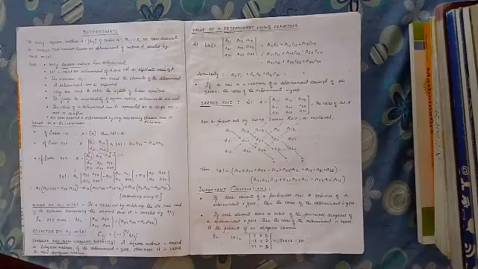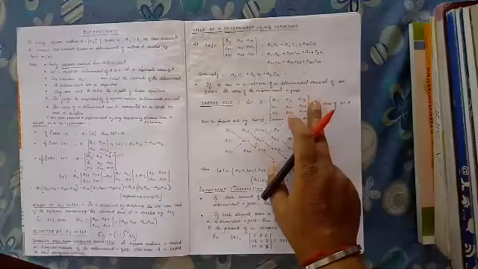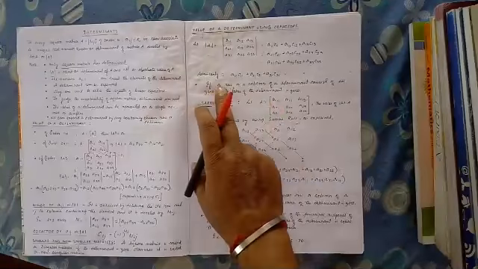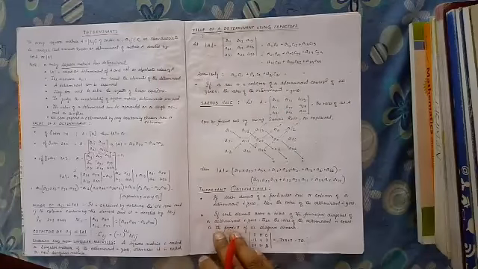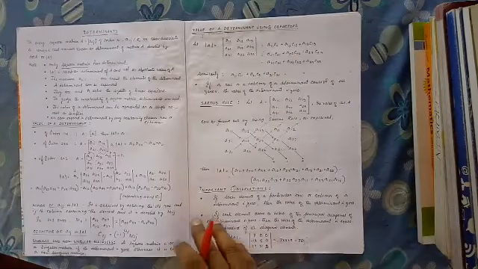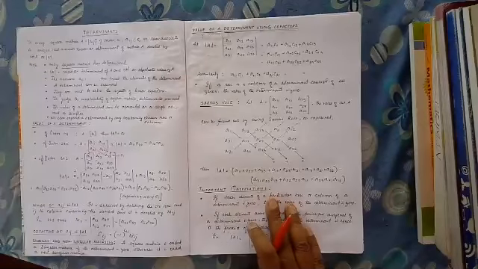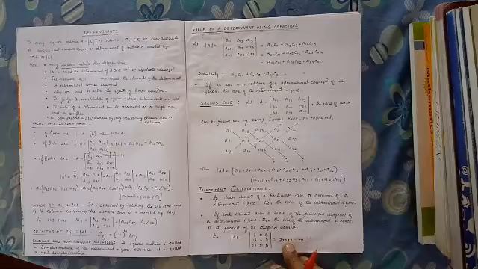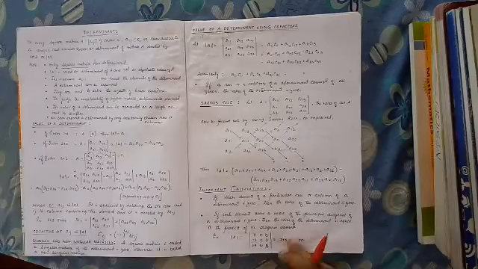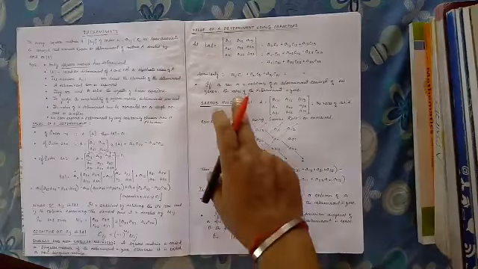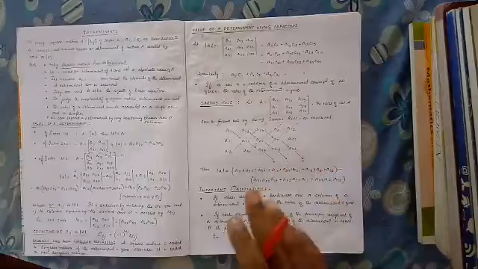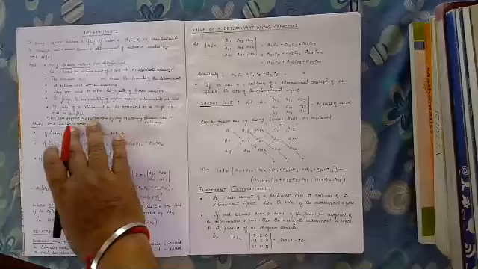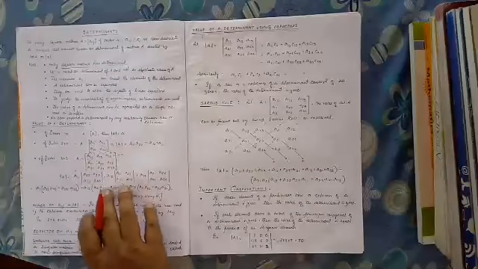Now, we should remember one thing, there is one property about determinant. If a row or a column of a determinant consists of all zeros, that is, if all the elements in a row or in a column are 0, then the value of the determinant will be 0. So we have learnt how to calculate the determinant.